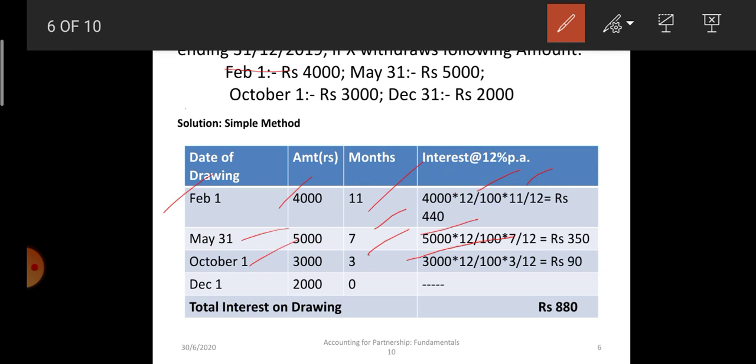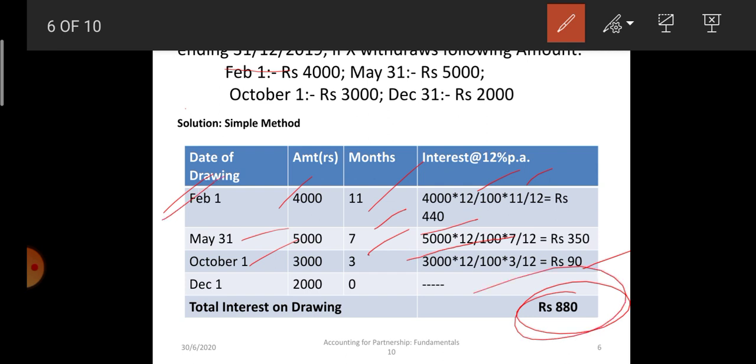Then the next drawing is on 1st October. 1st October will be included. October, November, December, 3 months. So 3,000 on 12% for 3 months is 90 rupees. So total interest on drawing is 880 rupees.